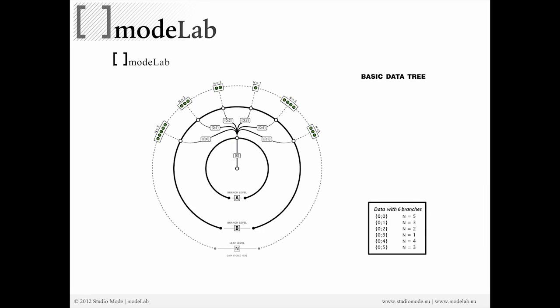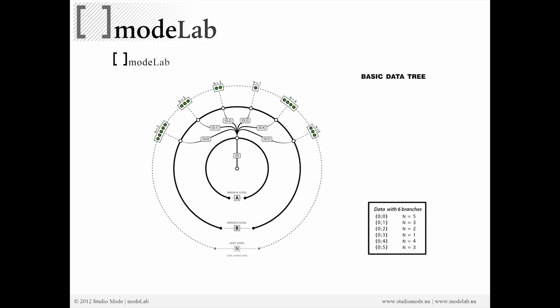Okay. So let's take a second and talk about data trees. We're going to break them down in terms of how they're represented and what all the things mean that we see whenever we look at the param viewer, whenever we look at the panel. Right? So a basic data tree is going to look something like this.